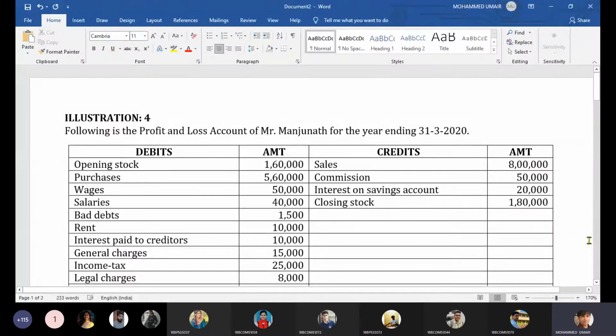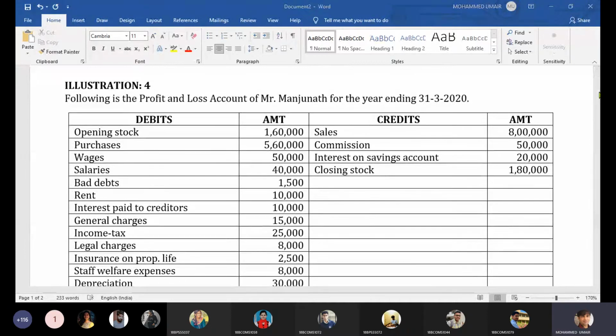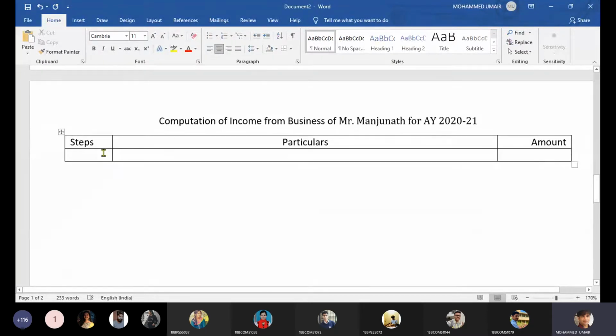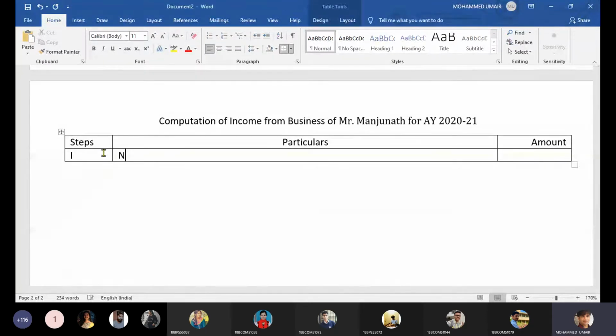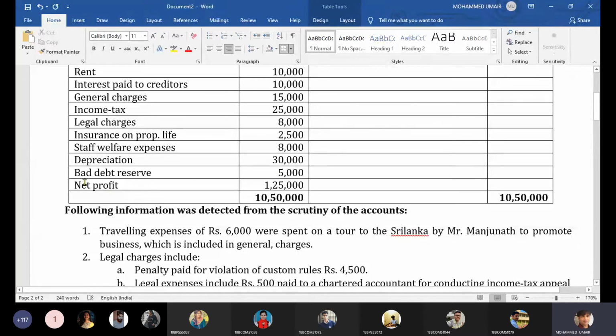I'm sure by now you have some idea about calculating income from business. So we will follow the usual steps that we have been following. Step 1 is to identify and note down the net profit as per P&L account. So net profit here is 1,25,000.